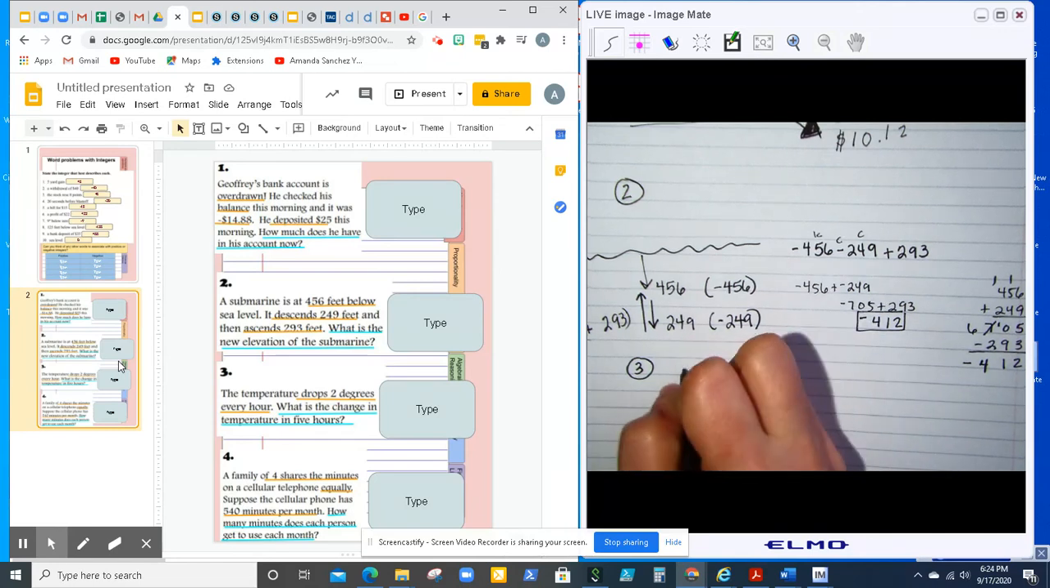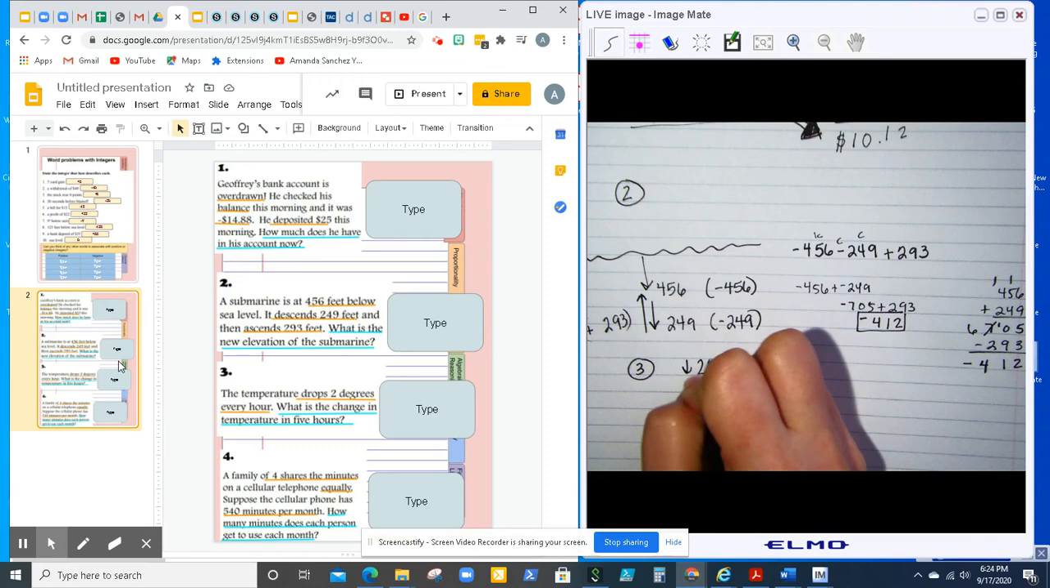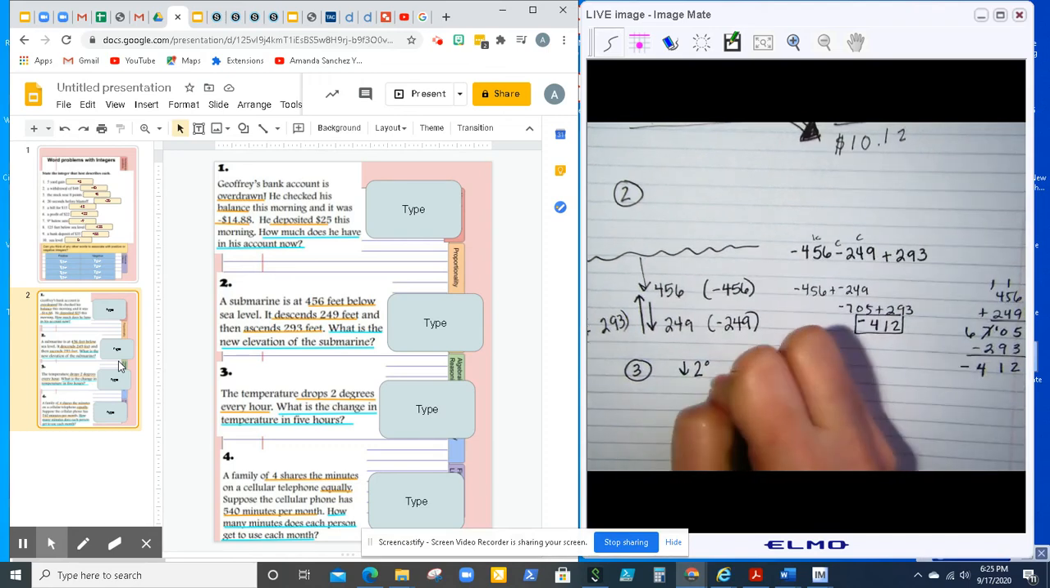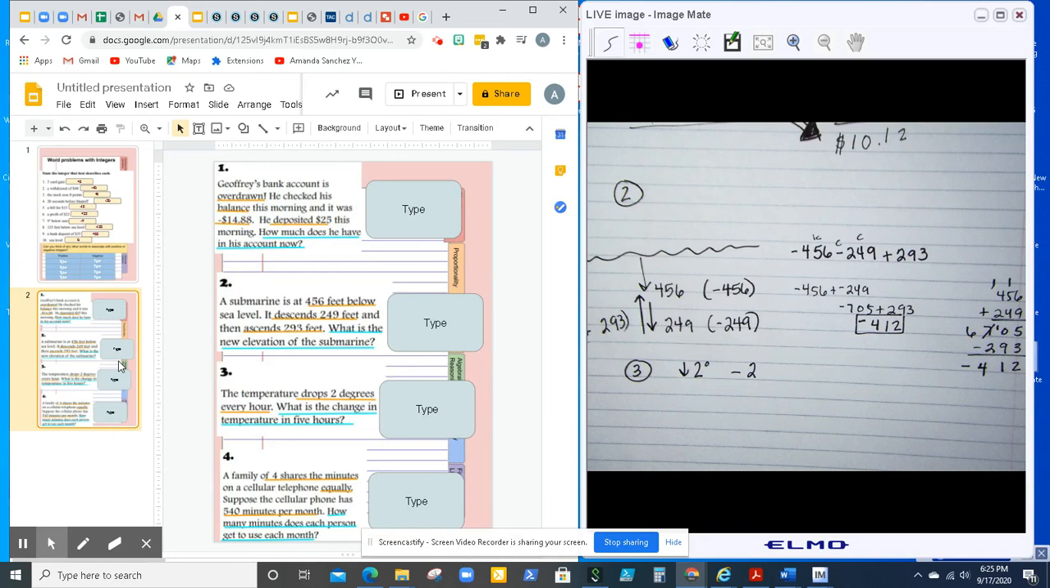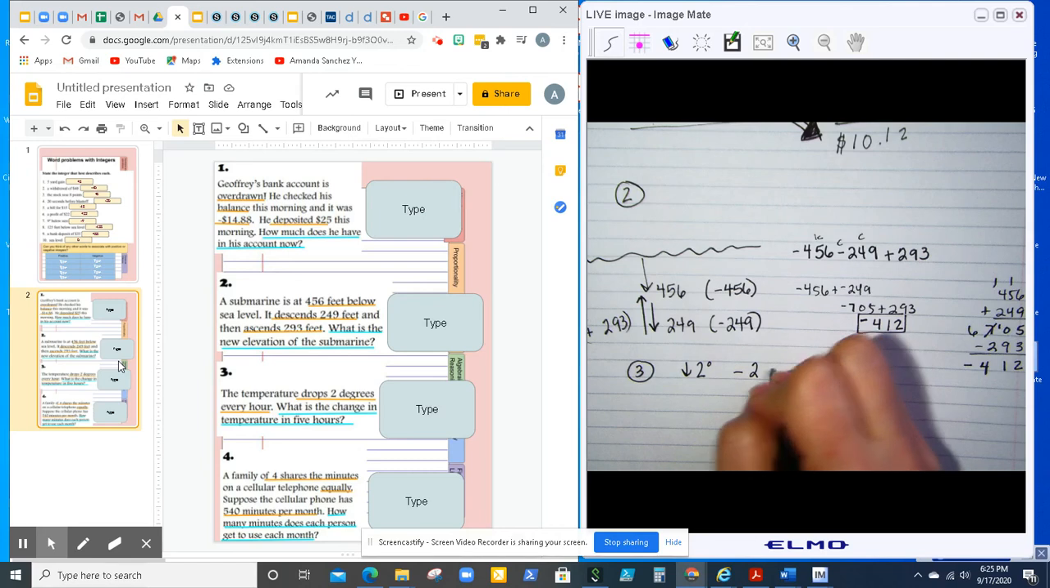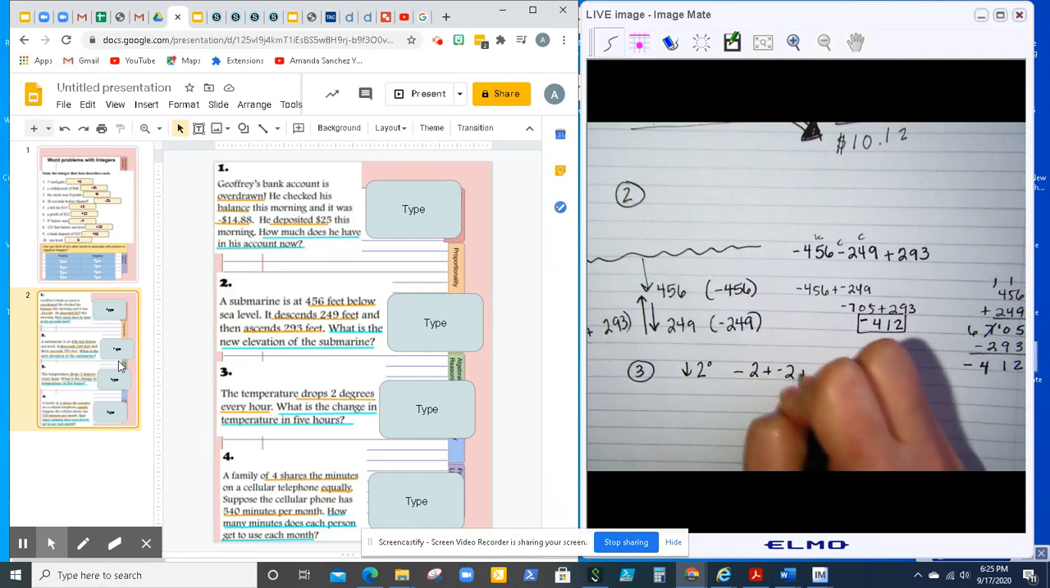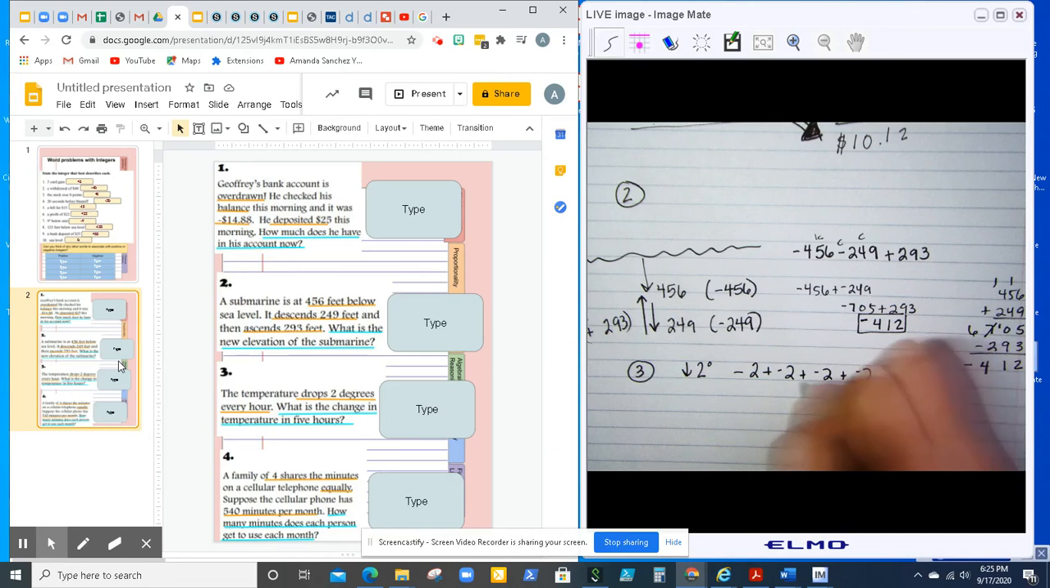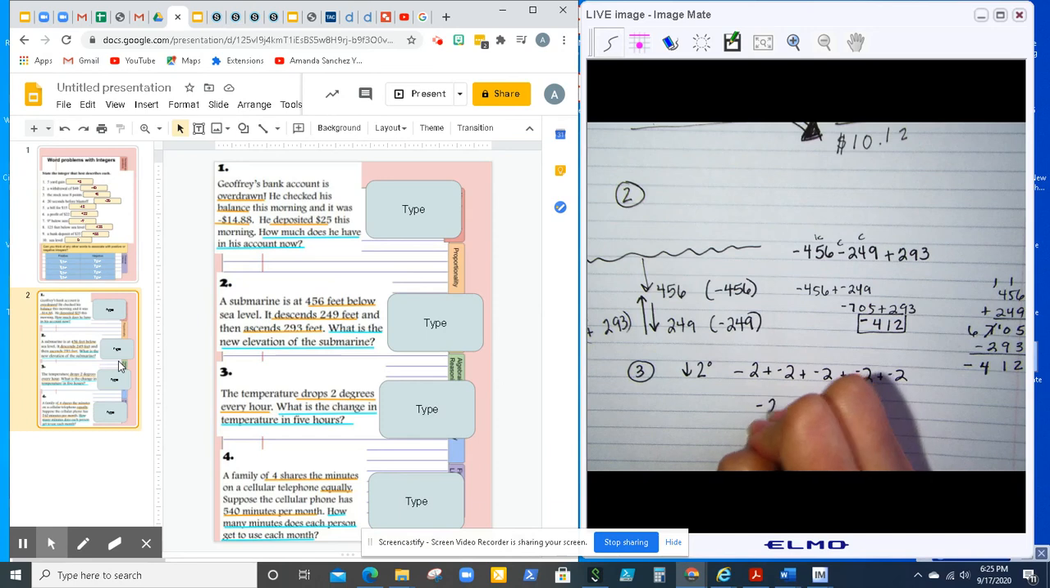All right, now number 3, the temperature drops 2 degrees every hour. So when it drops, it's going to be a negative 2 degrees every hour. What is the change in temperature in 5 hours? So that's really like negative 2 plus a negative 2 plus a negative 2, 5 sets of it. Or you could just do multiplication. Negative 2 times 5 is negative 10. So the temperature has changed 10 degrees, but from start to finish, it has dropped 10 degrees.